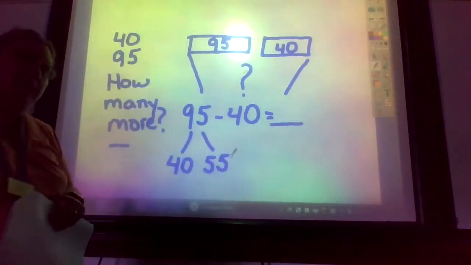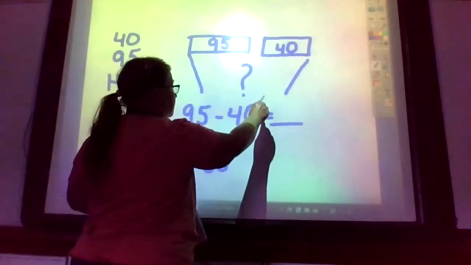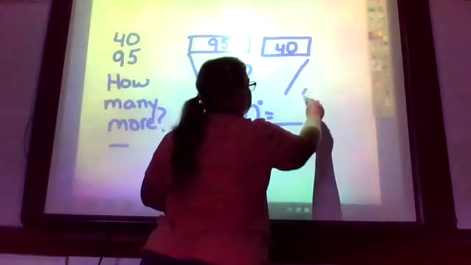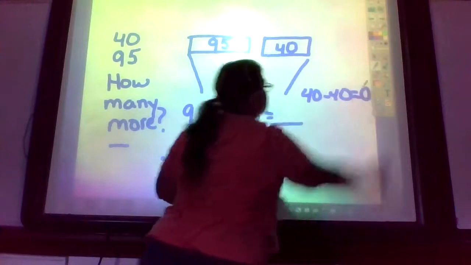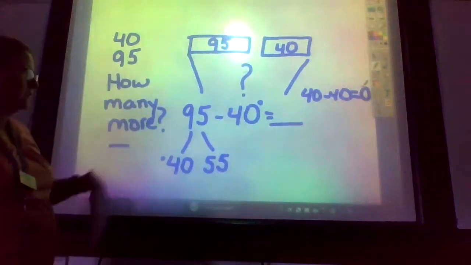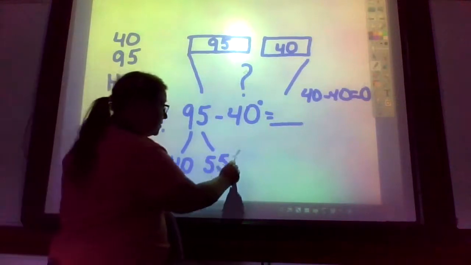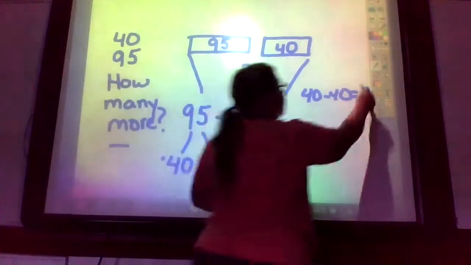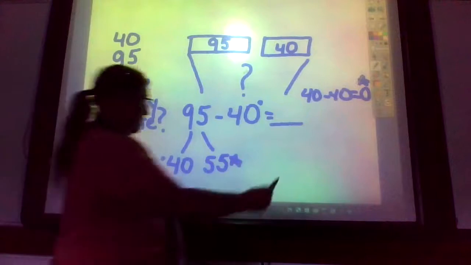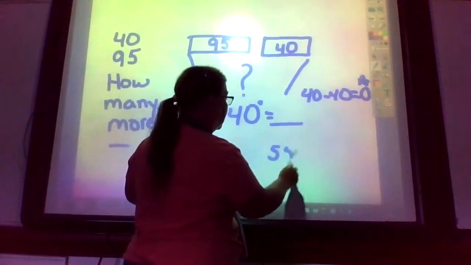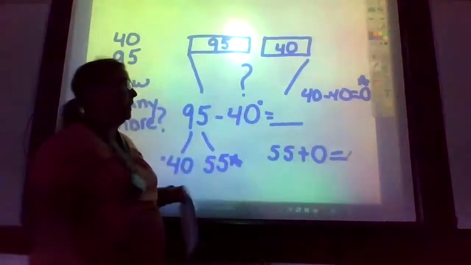Now I'm going to make my subtraction problem. I'm going to use this 40 and this number here, this 40, for my first problem. 40 minus 40 gives me, that's right, 0. I don't have anything there. Now I need my addition problem. I'm going to use the 55 and I'm going to use the 0. And I'm going to make an addition problem. Okay? 55 plus 0 equals, you got it, 55.